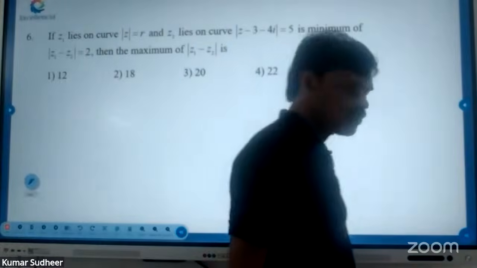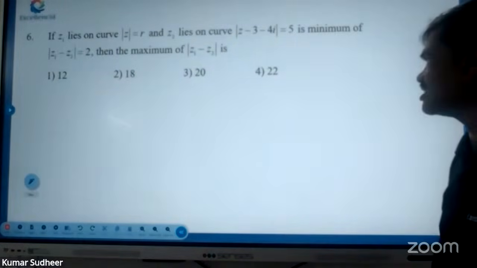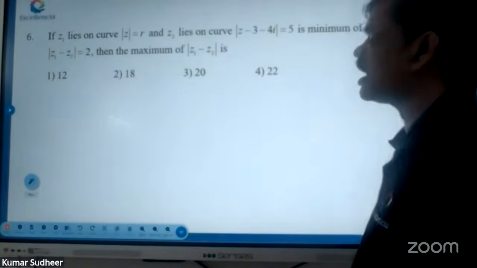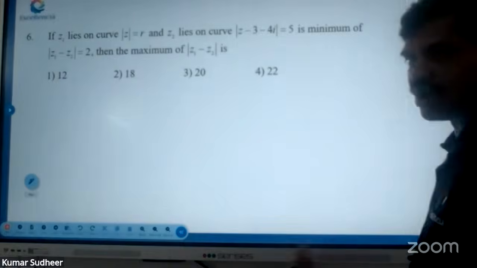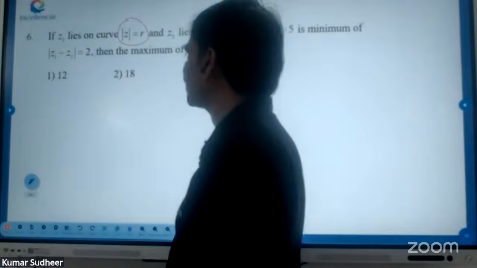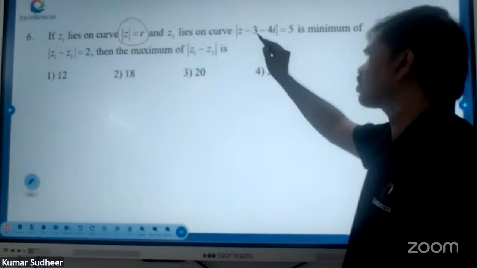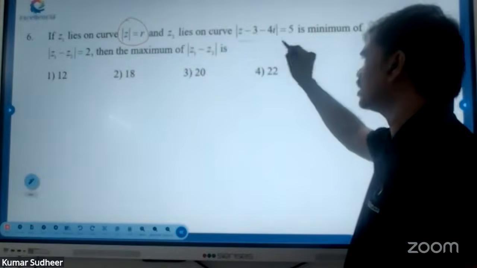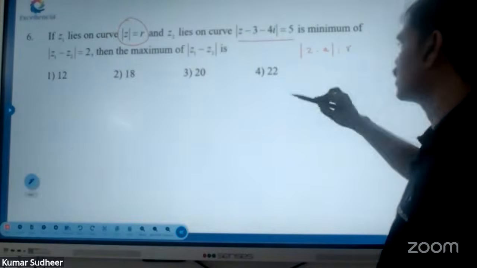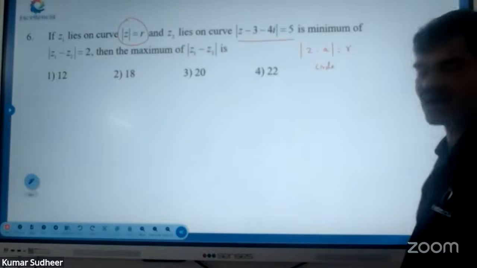Yeah, next question is from complex numbers. Again, they touched circles. Sir, how are you telling circle? You look at this question. Z1 lies on the curve mod Z equal to R. All of you know that this is a circle with center 0, comma 0 and radius R. And Z2 lies on the curve modulus Z minus 3 minus 4i equal to 5. It is of the form modulus Z minus A is equal to R. That means this is also a circle with center A and radius R.